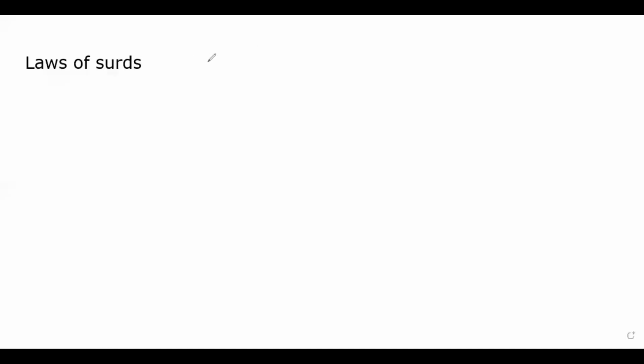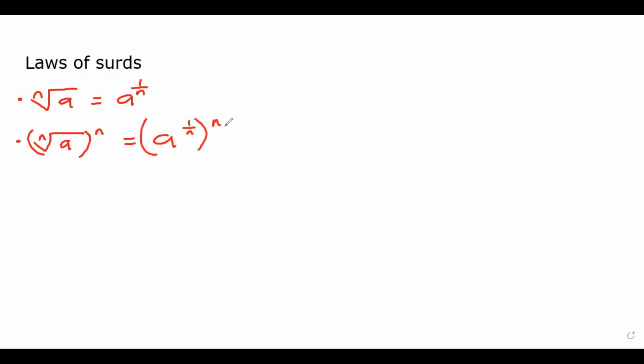So just like laws of logarithm or laws of indices, you have laws of surds. For example, let's say you have n root a. This can also be written as a to the 1 over n. So if you have n root a raised to the n, that means you'd have a to the 1 over n to the nth power. That would mean you have a to the 1 over n times n. So these would cancel, and you'd have a to the 1, which is the same thing as a.